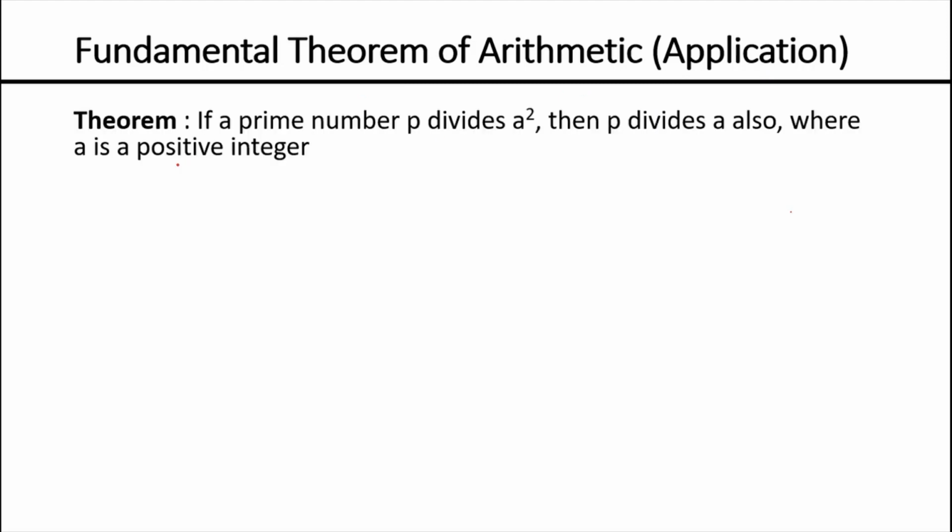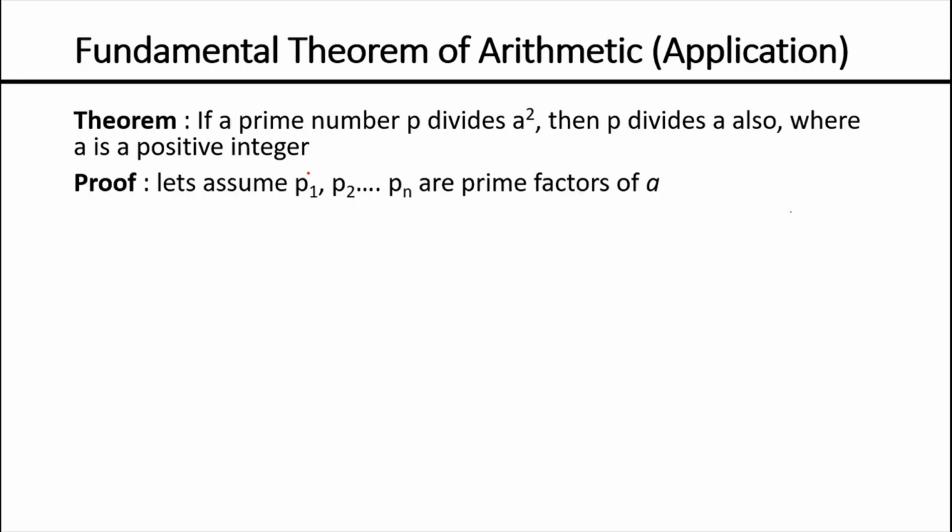The last application of the fundamental theorem of arithmetic is another theorem which will be useful in proving the irrationality of square roots of prime numbers. This theorem states that if a prime number p divides a squared, then p divides a also, where a is a positive integer. Let us take a look at the proof of this theorem. Please note that the proof of this theorem is not asked in the 10th board examination, but we'll try to understand the proof because it will clarify our concepts and will help us memorize the theorem also.